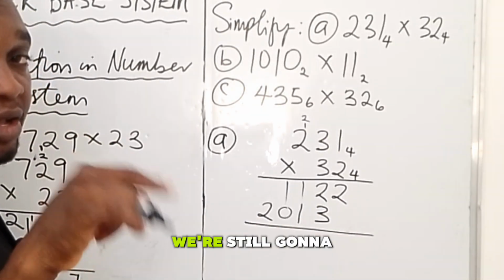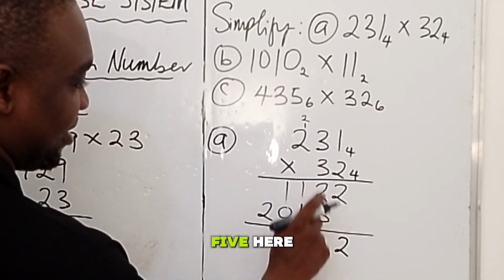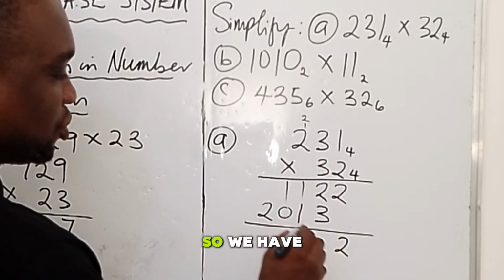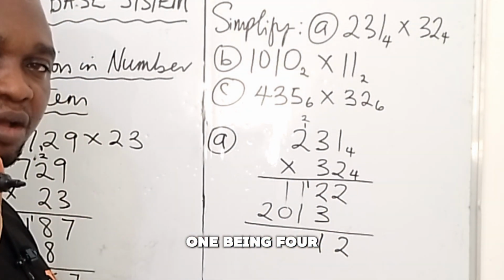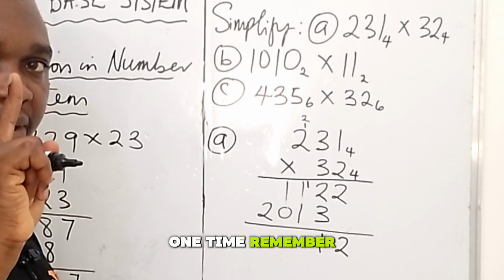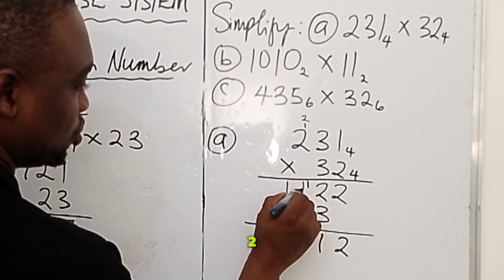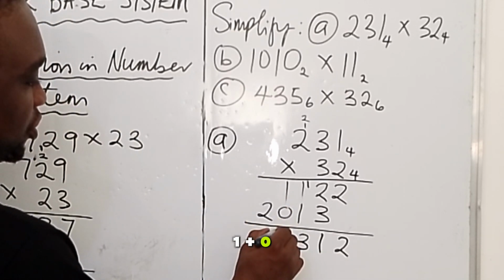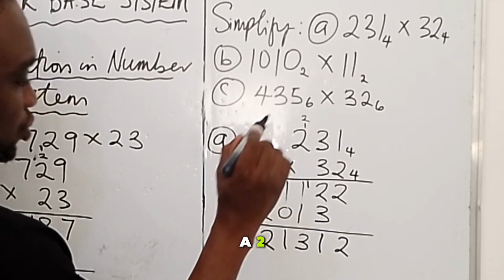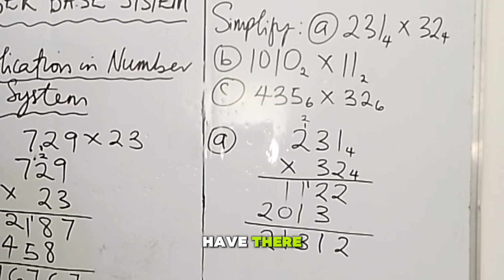We add, and we're still going to add in what? Base 4. So we have a 2 here, we have a 5 here. So we have a 1, carry 1, being 4 into 5, 1 time, remainder 1. So there's a 1 here. 1 plus 1, 2. 2 plus 1 is 3. There's no problem there. 1 plus 0 is 1 and a 2. That's what we have there.